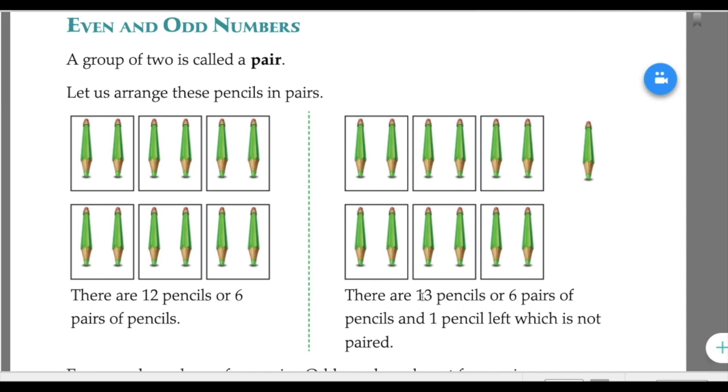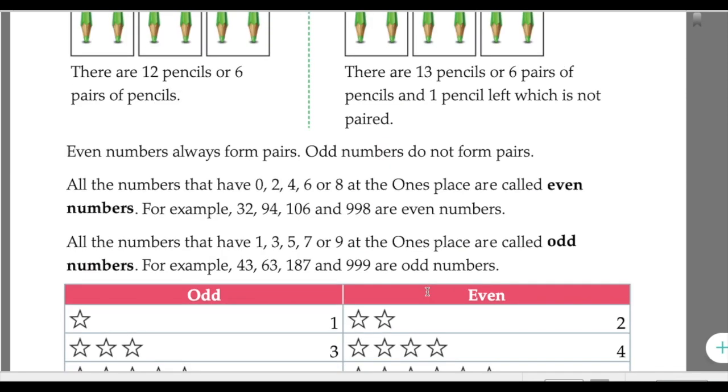Here there are 13 pencils. When you have 13 pencils, there are 6 pairs and one pencil left which is not paired. So what is it called? Let us see. Even numbers always form pairs. Odd numbers do not form pairs.